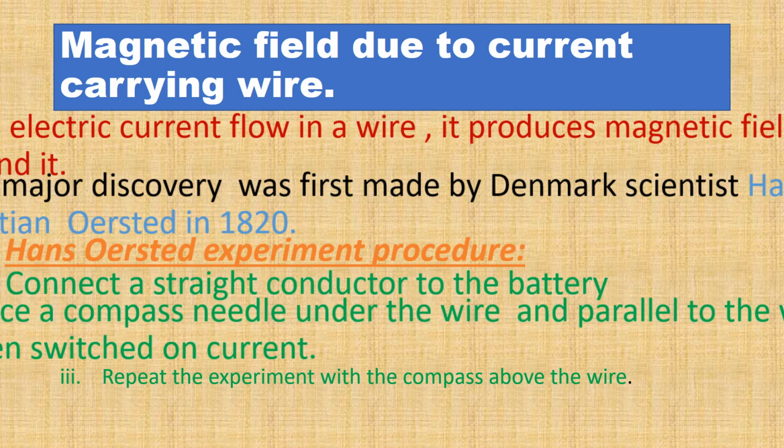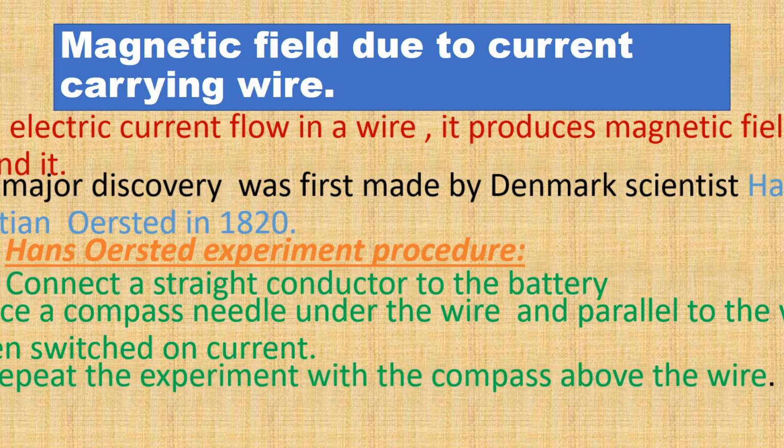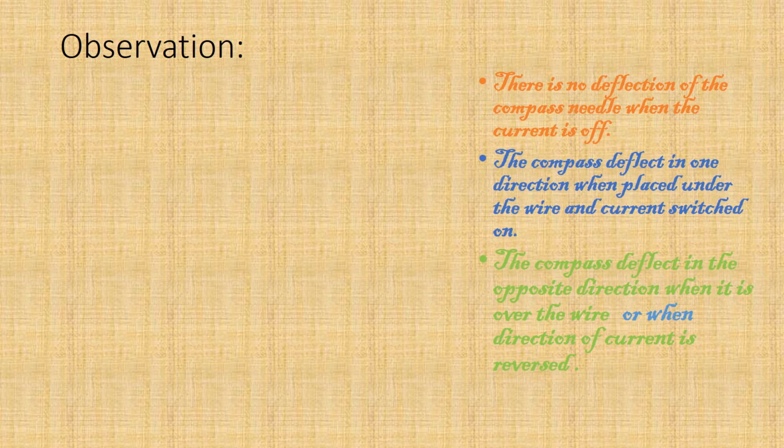Here are the procedures followed by Hans Ørsted, and I believe that you can also follow this procedure in the lab. Connect a straight conductor to the battery. Place a compass needle under the wire and parallel to the wire, and then switch on the current. Repeat the experiment with a compass needle above the wire. State and explain the observations made.